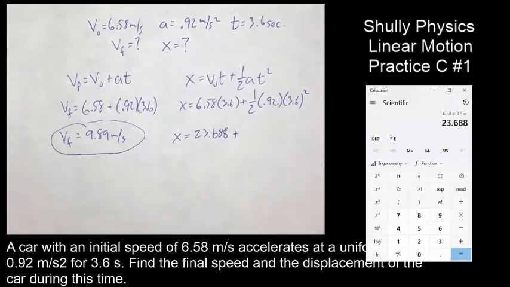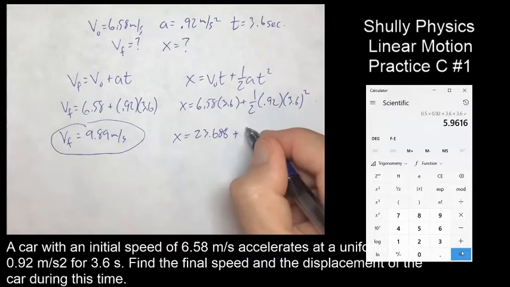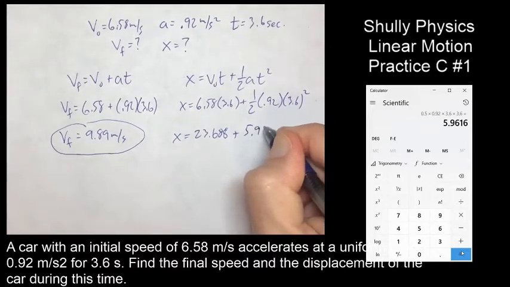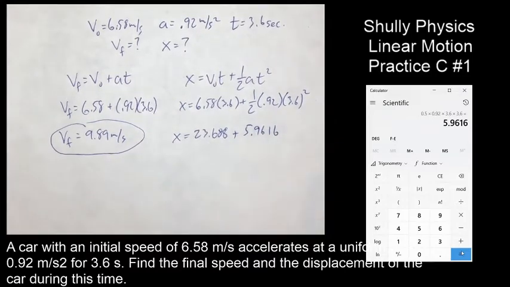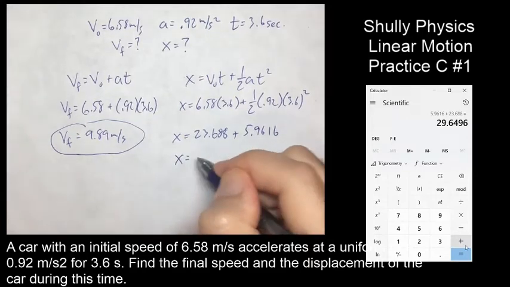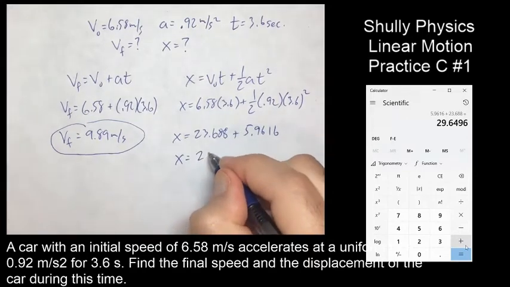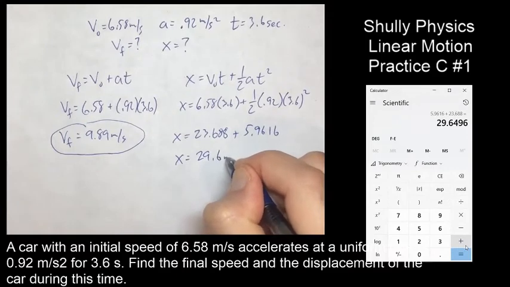Plus, now we're going to have a 1/2 of 0.92. Then we got a 3.6 squared. I'll just multiply that by 3.6 twice. We got a 5.9616. I'm going to add that to the 23.688. So our displacement, keeping 3 sig figs again, is 29.6 meters.